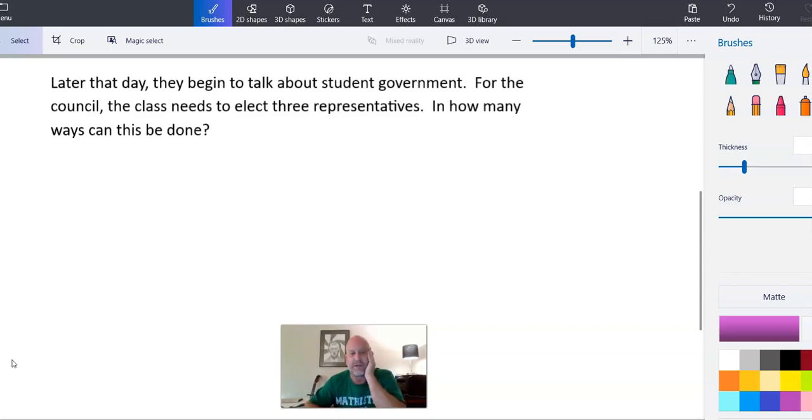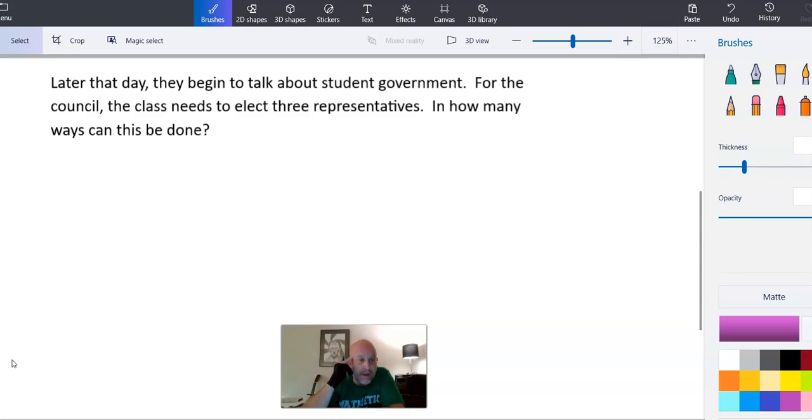Now, you notice they're just representatives. We're not talking about specific offices. These are all the same office, right? When you're talking about class representatives, you're just sitting on the committee. That's it. There's no distinction between one representative and the other. Okay. So, see what you can do with this one. Go ahead and pause here and see if you can come up with the answer.